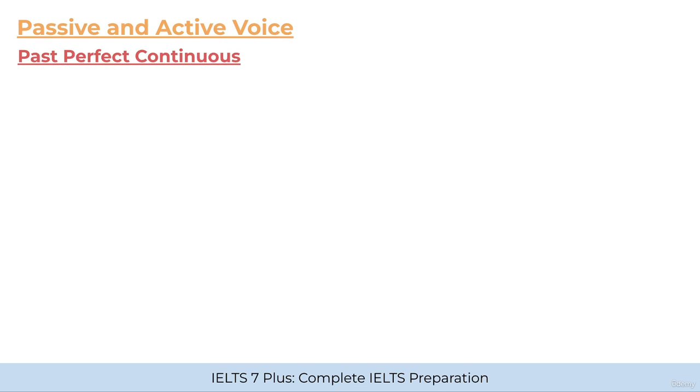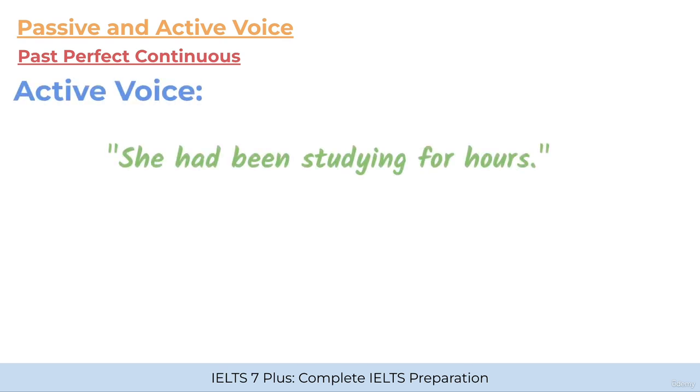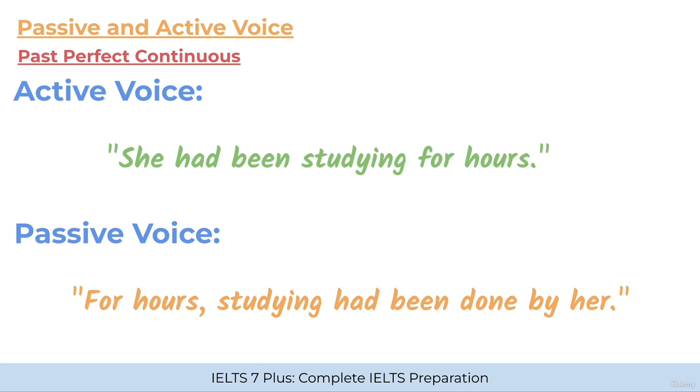Past perfect continuous now. Active voice: she had been studying for hours. This is a bit tricky, this one. It feels a bit strange to say in passive voice. Maybe you wouldn't so much, but you could say, for hours studying had been done by her. So just for the sake of showing you the difference here, that's how you'd do passive voice.